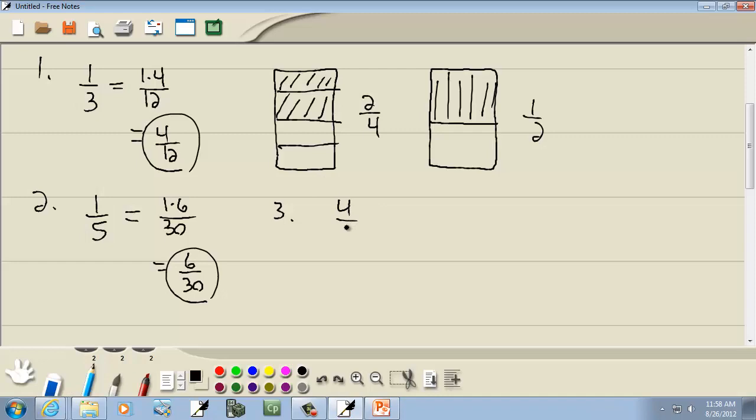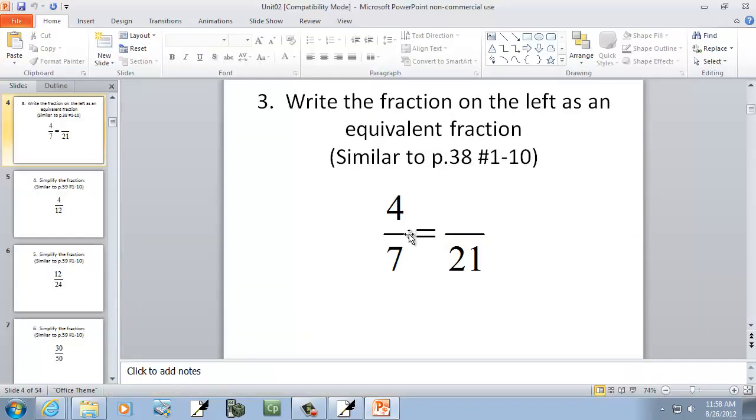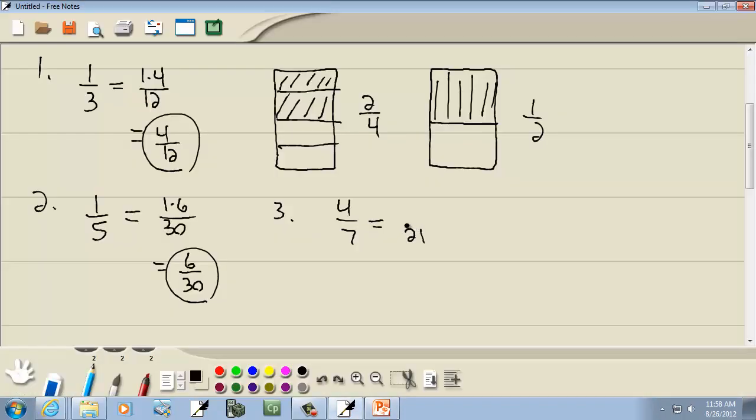Let's see, we got 4/7. And got 21 down here, wondering what the top part is. Well, again, you look at the old denominator, you ask what did you multiply by to get the new one. Well, I multiplied that by 3, so I have to multiply the top part by 3. Well, 4 times 3 is 12, so we'd have 12/21.